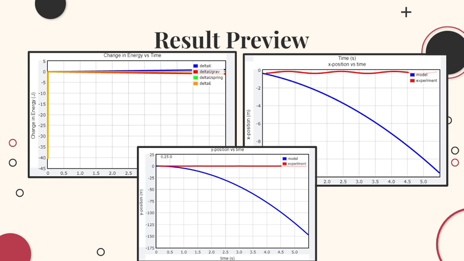Disclaimer, these graphs are not completely accurate and will be addressed later in this lab, but here we see the kinetic energy, potential energy due to gravity, potential energy due to the spring, and the total energy, which all of these kinetic and potential should add up to the orange delta E. Here we have this kind of oscillation and then the model, but we'll address that later.